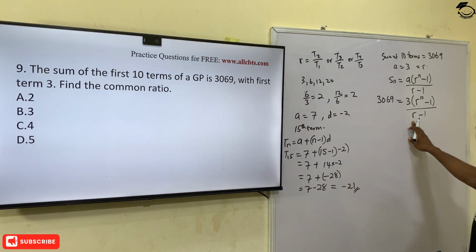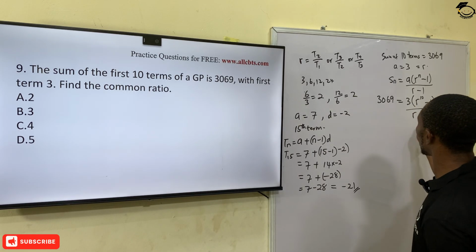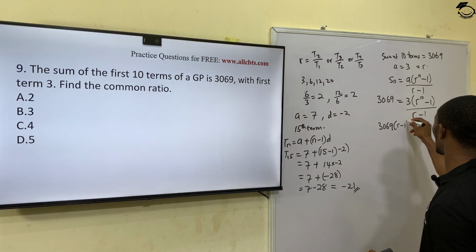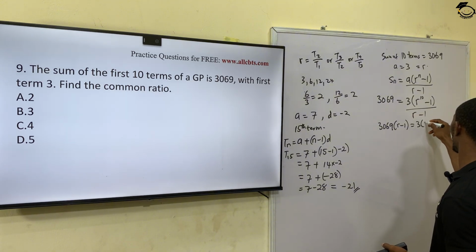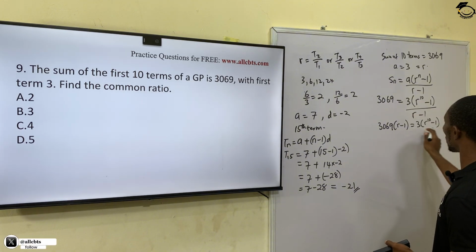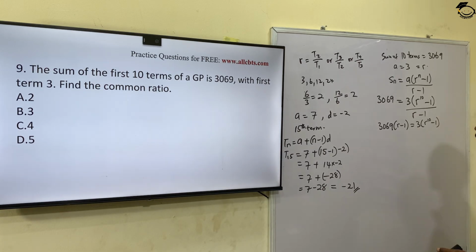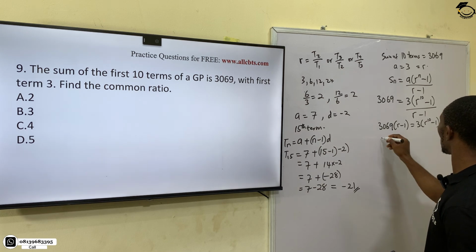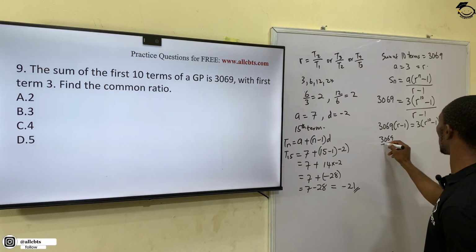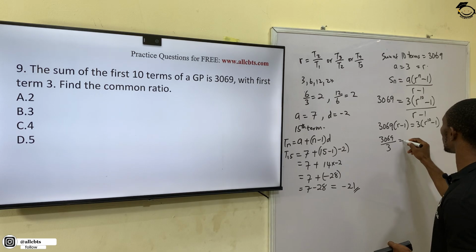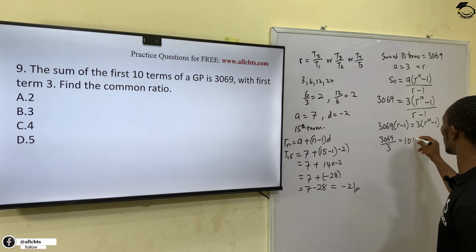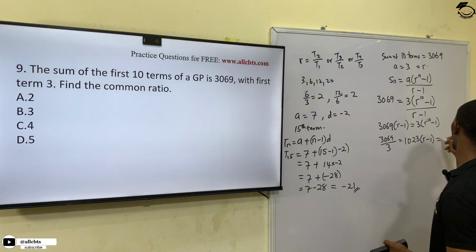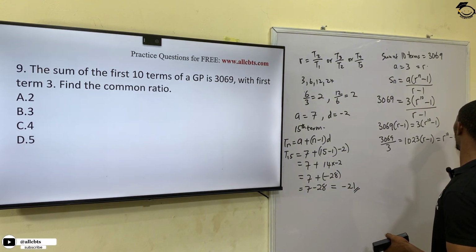Since we are looking for our common ratio, cross multiplying, we have 3069 bracket R minus 1 equals 3 bracket R raised to power 10 minus 1. So we can divide both sides by 3. If we divide both sides by 3, 3069 divided by 3 would give us 1023 bracket R minus 1 equals R raised to power 10 minus 1.